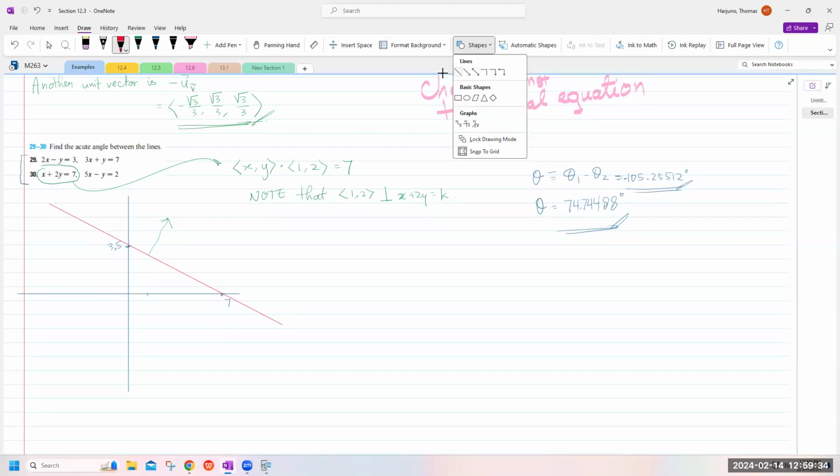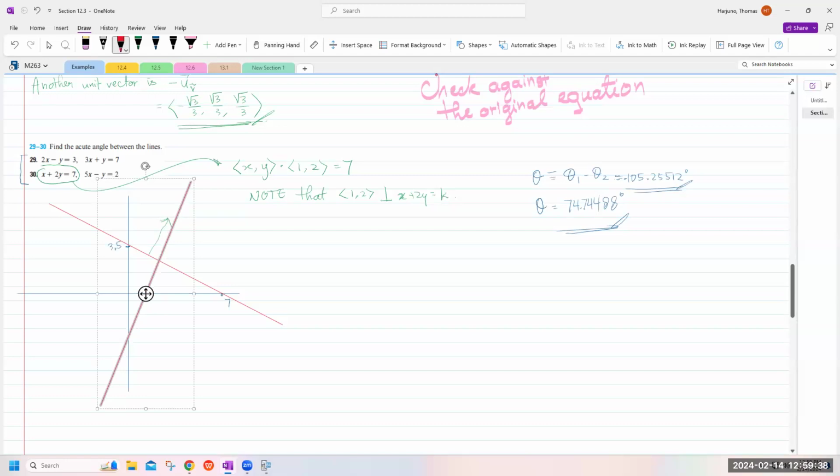Okay, so the second line looks like this, right? The slope is 5. I don't graph that accurately. Let me try. Rotate that a little bit like this. Yes, 5, right? The slope is 5. And the y-intercept is 2. I don't need to be accurate anymore though.